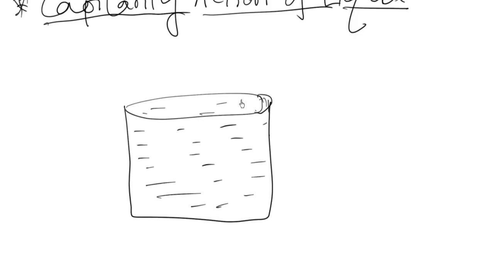If an end of a capillary glass tube, for example like this, a glass tube with a very small radius, is immersed in the liquid, then some liquid rises or falls from the free surface inside the tube. So in the case of water here, water will rise in the capillary tube.